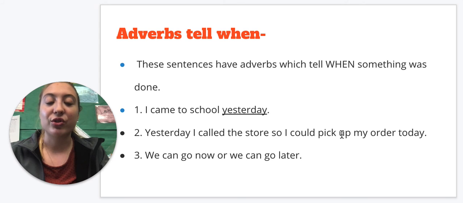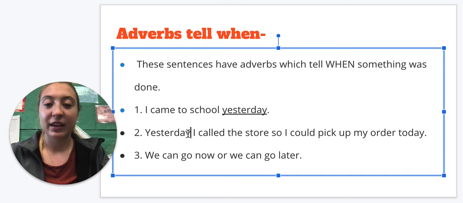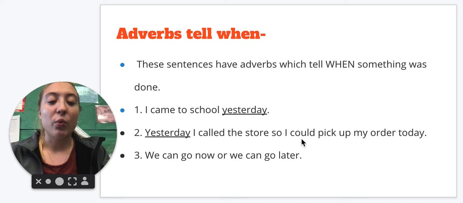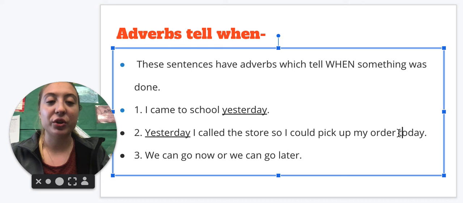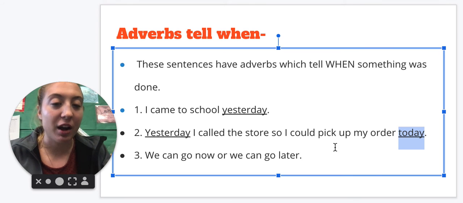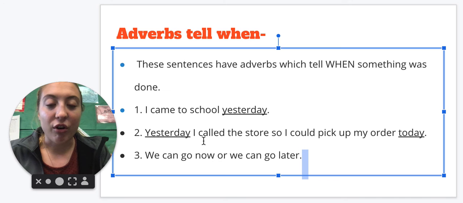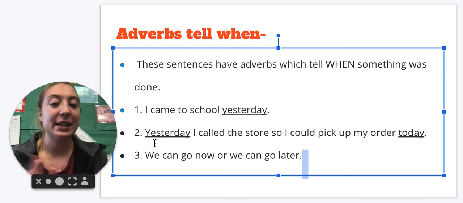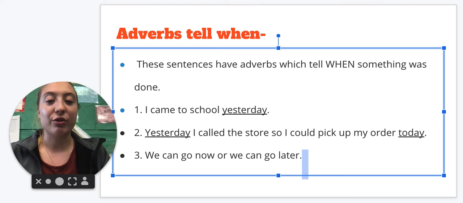Yesterday, I called the store so I could pick up my order today. When did you call the store? Well, called yesterday. And so we have another verb, when can you pick up your order? You can pick up the order today. So when? Yesterday I called. They said I can pick up today. So pick up goes with today and called goes with yesterday. So some sentences have two verbs. So make sure you look through the whole sentence.